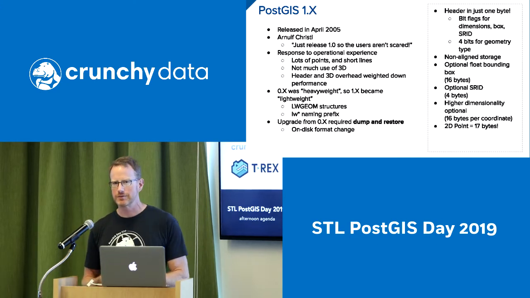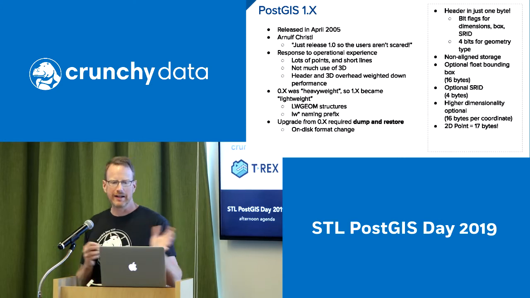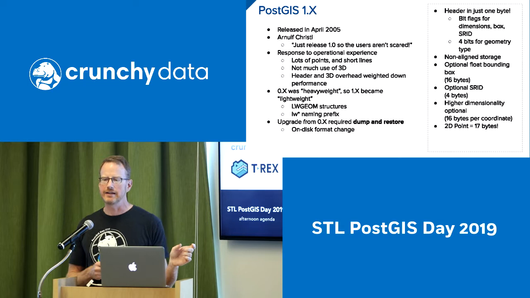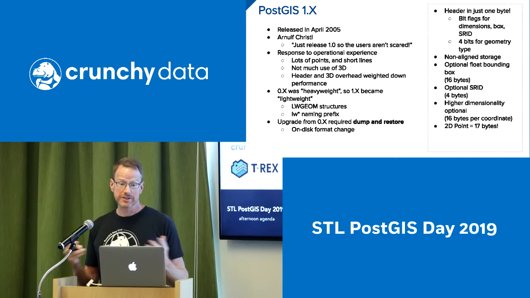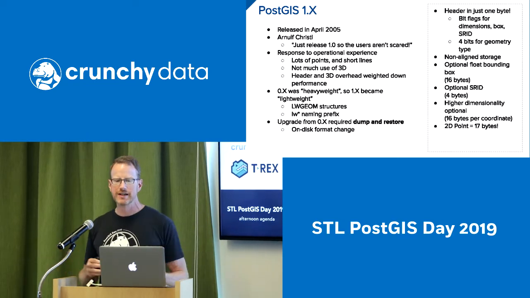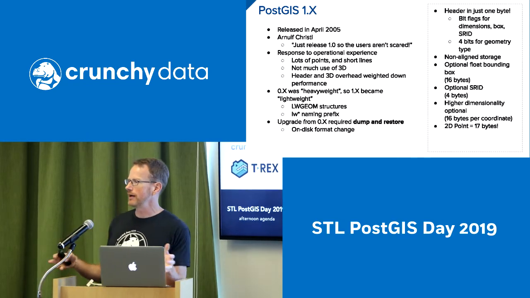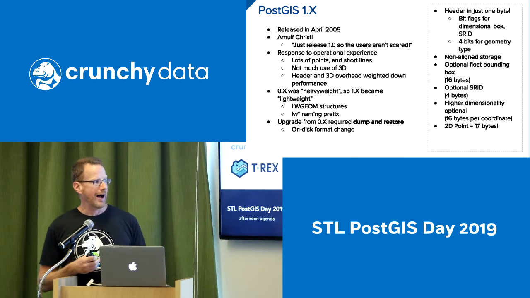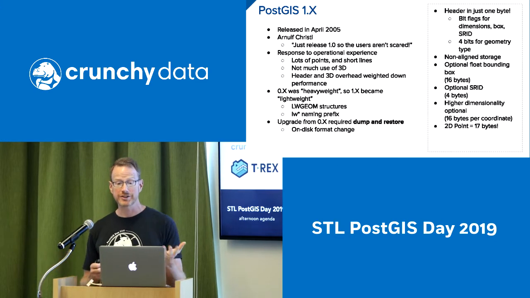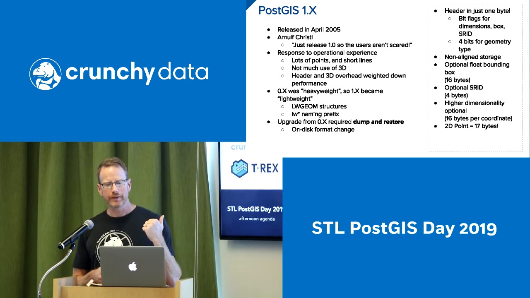So 1.x used what was called the lightweight storage format. All the metadata information about the stuff on disk was stored in a single byte at the front of the object. As a result, we could store a simple 2-dimensional point with no boxes, no SRIDs, in 17 bytes. We were only 1 byte above platonic perfection. And that's as good as it gets if you have a variable-sized object. So that was as good as it got. It was really, really good.